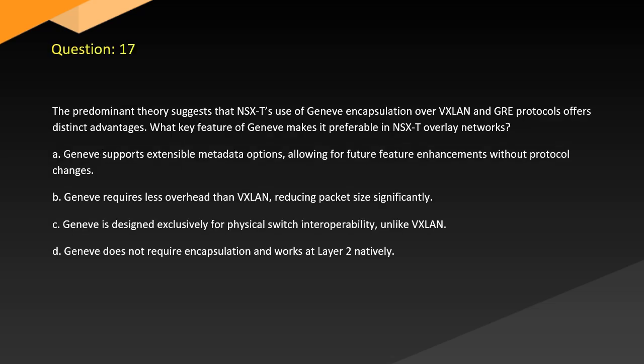Question 17. The predominant theory suggests that NSX-T's use of Geneve encapsulation over VXLAN and GRE protocols offers distinct advantages. What key feature of Geneve makes it preferable in NSX-T overlay networks? A. Geneve supports extensible metadata options, allowing for future feature enhancements without protocol changes. B. Geneve requires less overhead than VXLAN, reducing packet size significantly. C. Geneve is designed exclusively for physical switch interoperability, unlike VXLAN. D. Geneve does not require encapsulation and works at layer 2 natively.